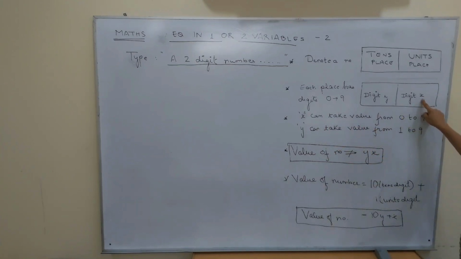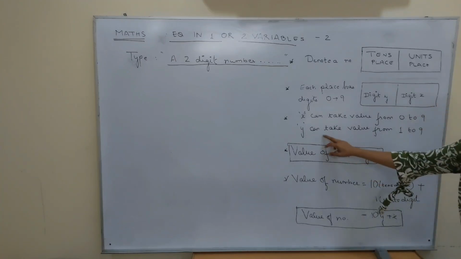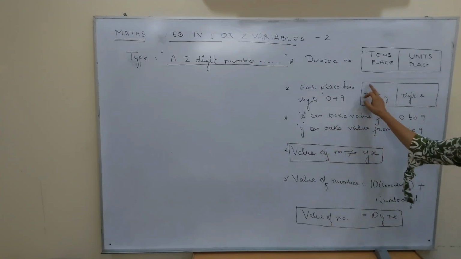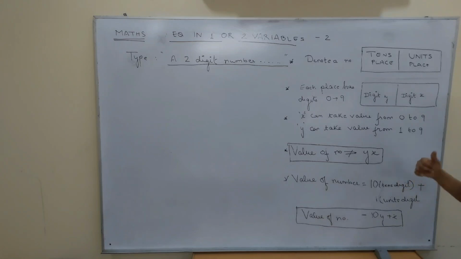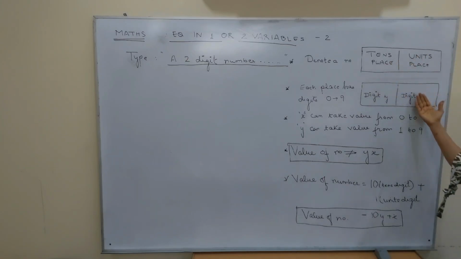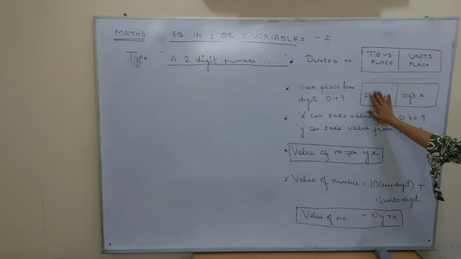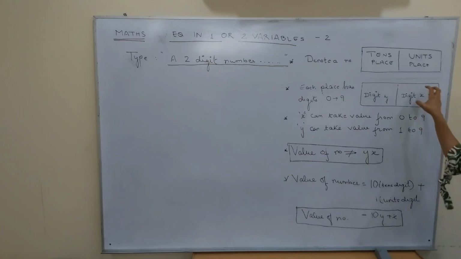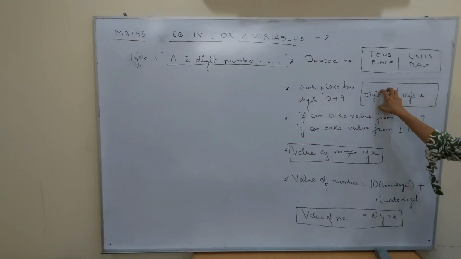If this is X, the units place can take values from 0 to 9: 0, 1, 2, 3 up to 9. And the tens place, Y, can take the value of 1 onwards: 1, 2, 3, 4 up to 9. Clear? Units place, tens place. This can take from 0 to 9. This can take from 1 to 9. But these are still digits. X is a digit. Y is a digit.